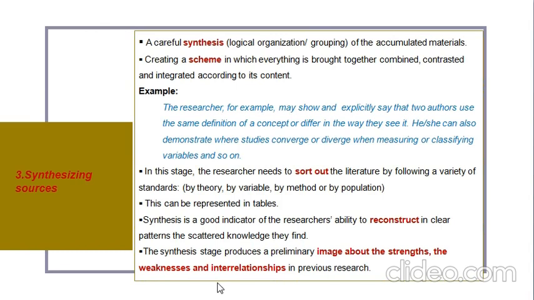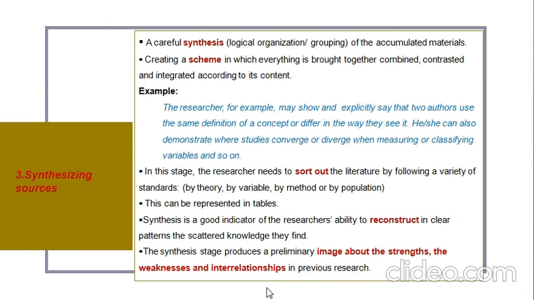When synthesizing these resources, the researcher needs to sort out, to organize, this is the key word here, the literature by following a variety of standards that they see relevant. For example, they can organize by theory, theory 1, theory 2, theory 3, or by variable. They can organize by method or by population.